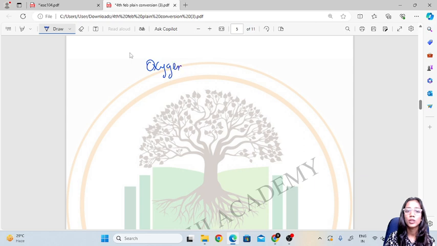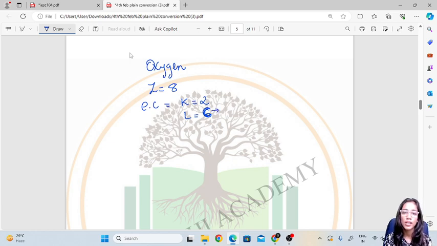Very important, when you do this, you have to first write the atomic number of the element. That is, oxygen is 8. Then you write the electronic configuration. K shell will take 2 electrons, L shell the rest. Now how many remained? 6. Now 6 is a bigger number, so you cannot lose 6 electrons. To complete this, you have to take 2 electrons. So the valency of oxygen is 2.